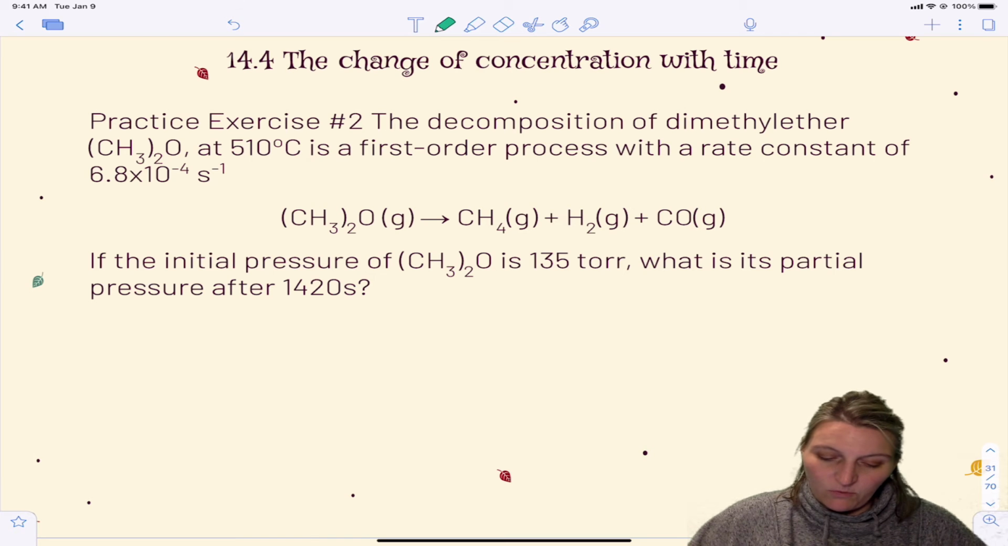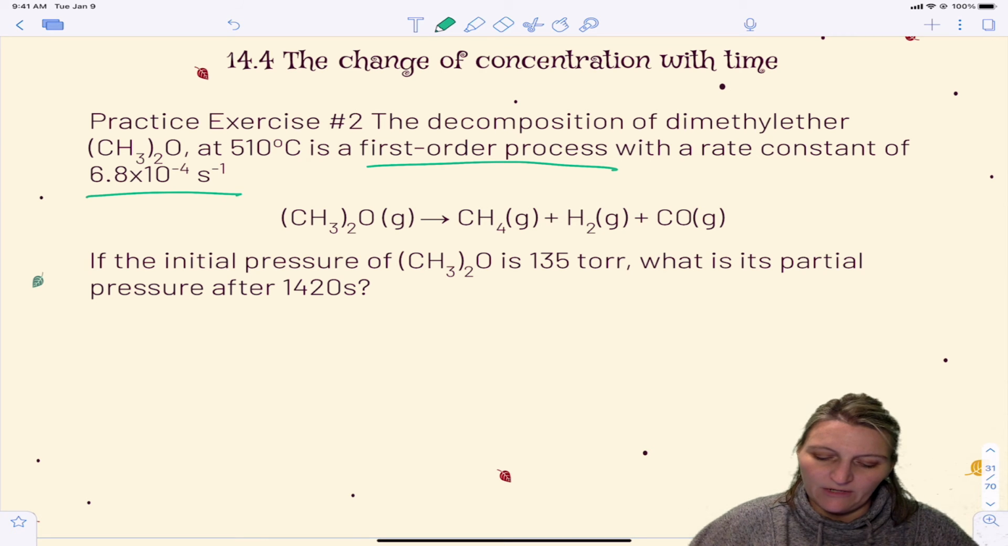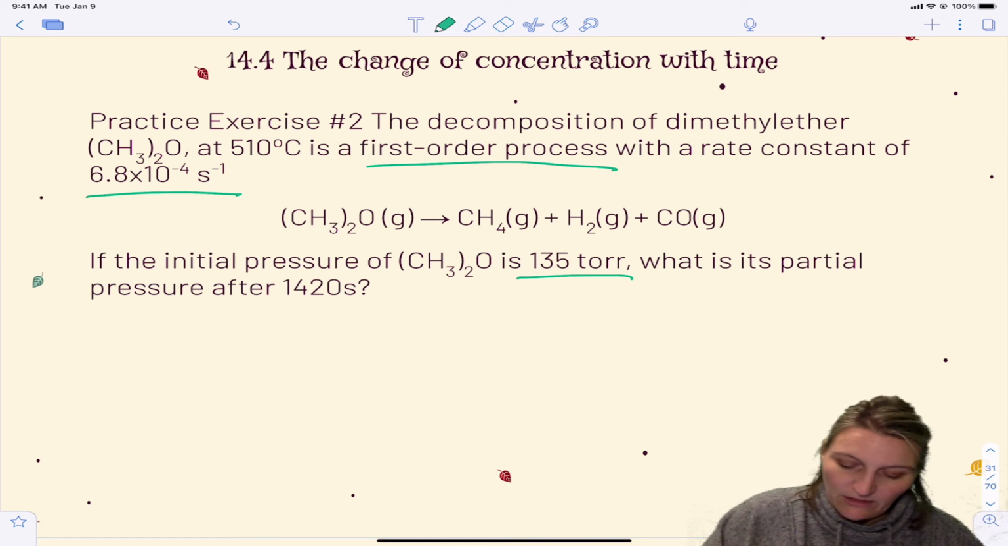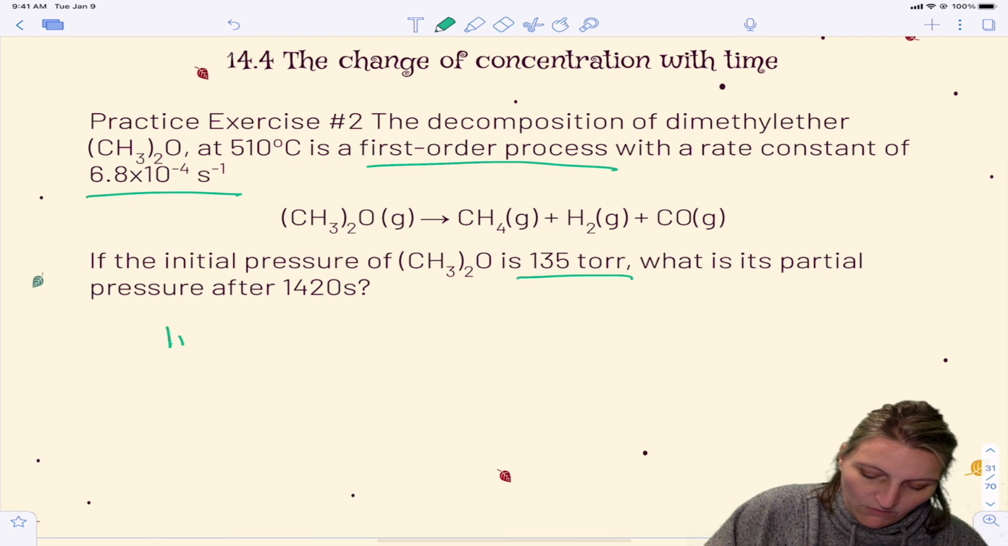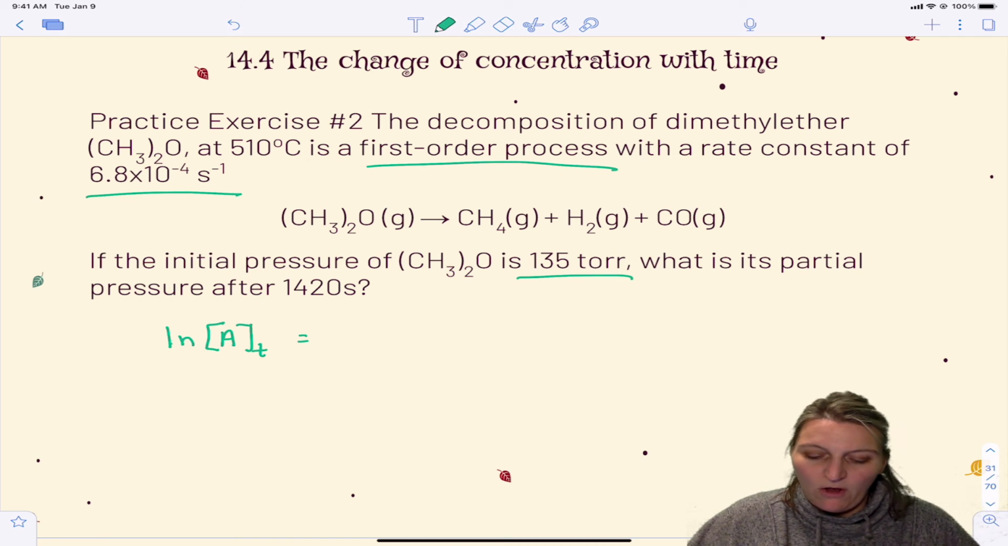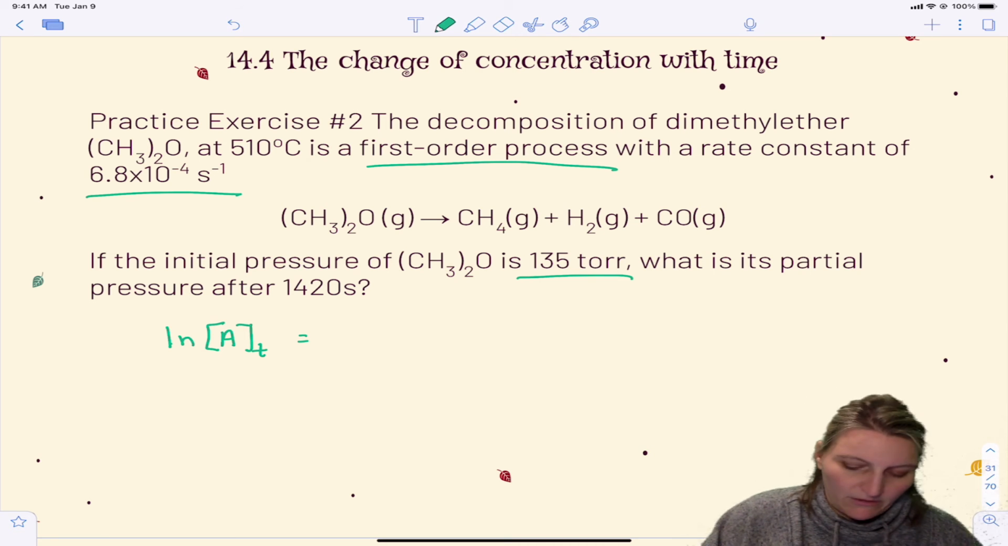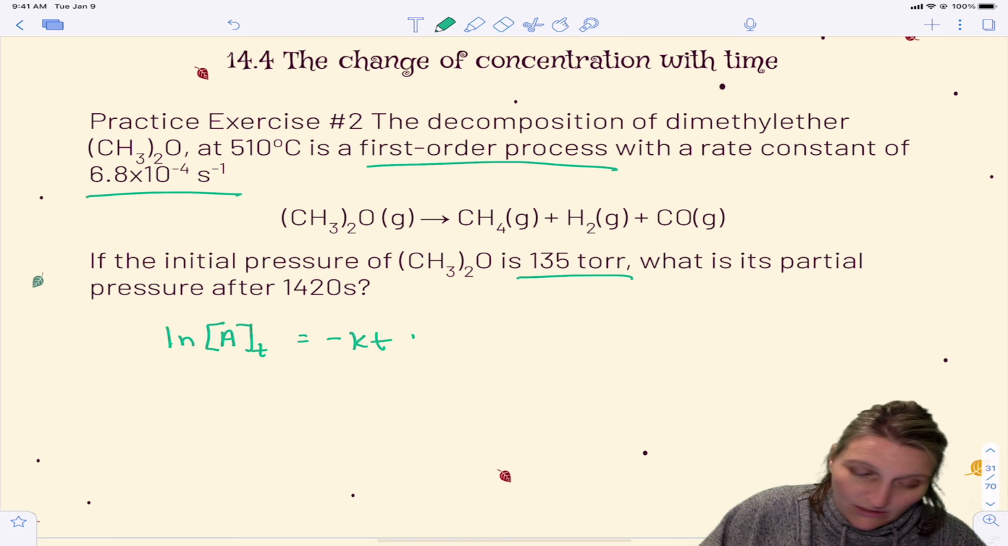And then the next one, the decomposition of dimethyl ether, again, it tells us that it's first order, tells us the rate constant. If the initial pressure is 135 torr, what is the partial pressure after 1,420 seconds? So I'm going to use this formula, ln concentration of A at time t, because I want to know what is the partial pressure after a certain amount of time. Negative KT plus ln concentration of A at time 0.